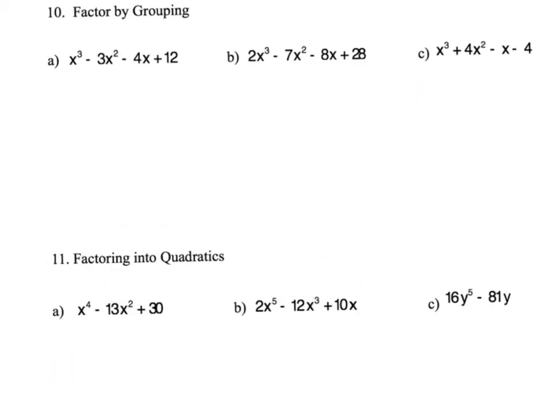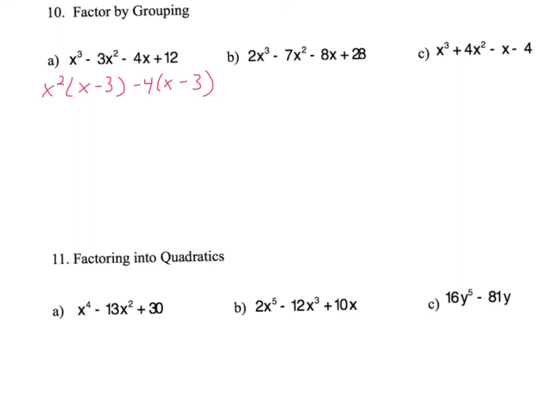For number 10, we are going to practice factoring by grouping. So when we factor by grouping, we first look at the first two terms and see what we can take out of those. And this time I can take out an x squared, and I'm left with x minus 3. Then we look at the second two terms, and I can take out a negative 4, and then I'm left with an x minus 3. When you factor by grouping, you have to get the same thing here and here. If you don't, factor by grouping does not work.